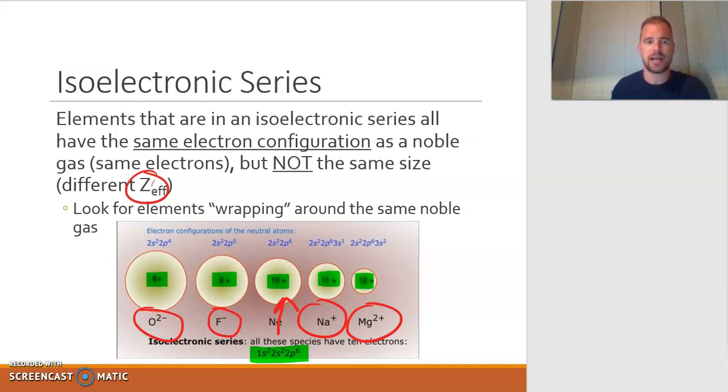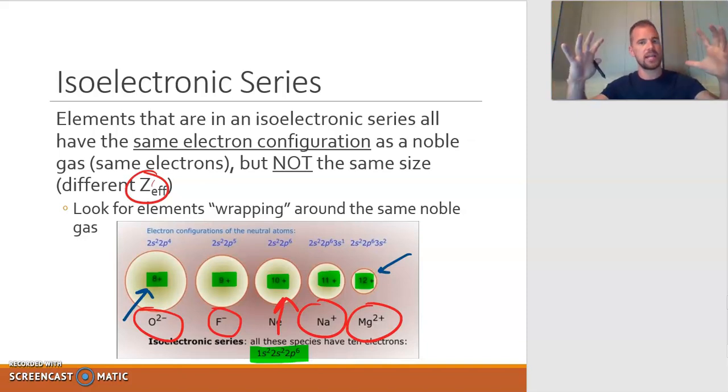Because magnesium has the most protons, those protons will be able to pull the electrons in tighter, ultimately resulting in a smaller ion. And because oxygen has the least number of protons out of all of them, oxygen will not be able to pull the electrons in as tightly as the other 4. And oxygen, therefore, will be the largest.